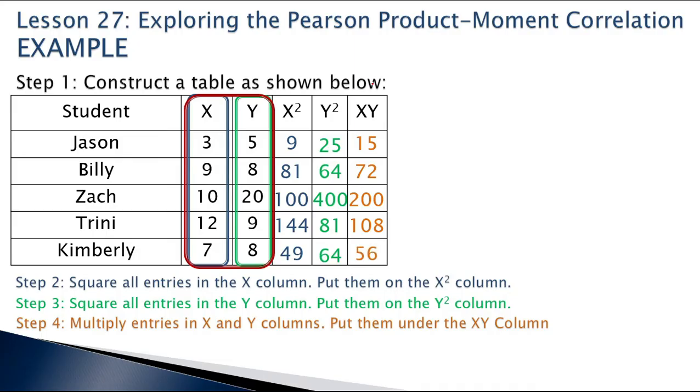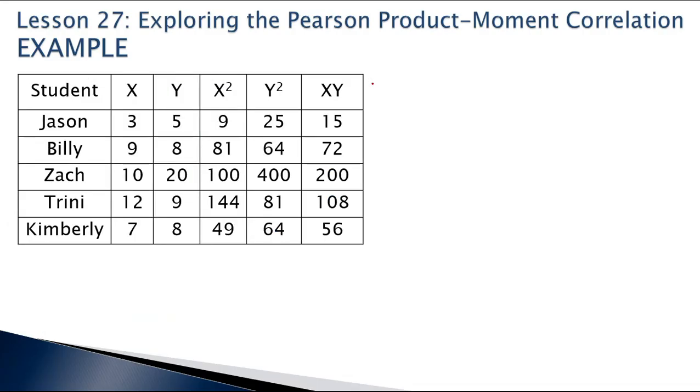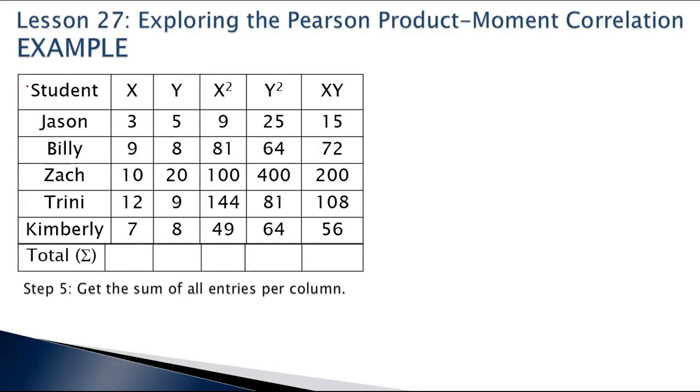So are we done? Yes, we are done filling in the data, the complete data from steps 2, 3, and 4. So what is step 5? Step 5, get the sum of all the entries per column. The total of each column goes at the bottom, so we sum them up.